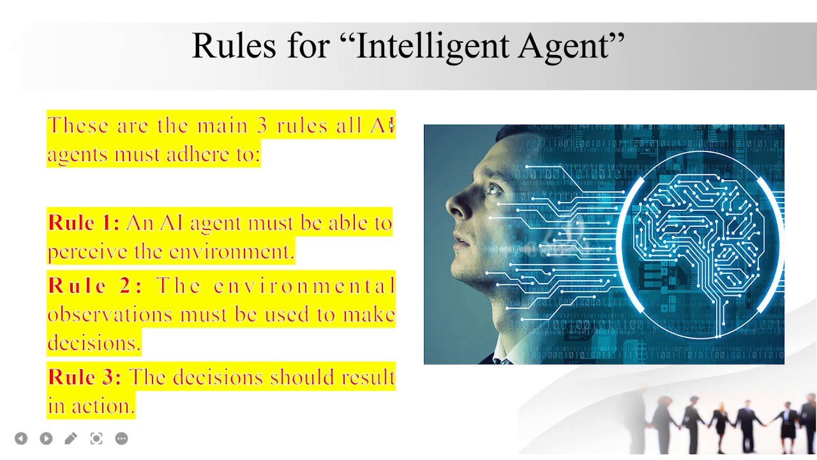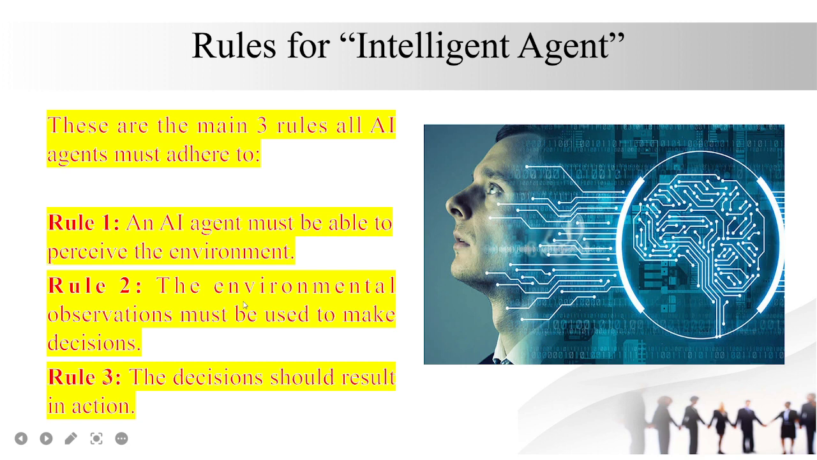So what are the roles of intelligent agents? The three main roles are: first, an intelligent agent must be able to perceive the environment. Here the sensors play one important role. If the agent is not able to sense the environment, then it would be very problematic, because you can't take any action if your senses are not working properly. So your sensors must be working very well.